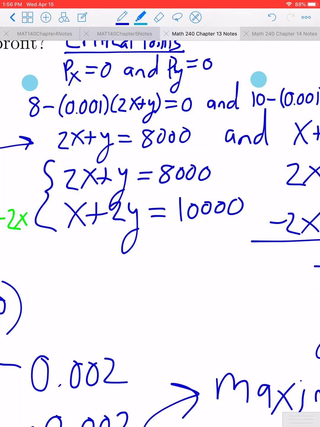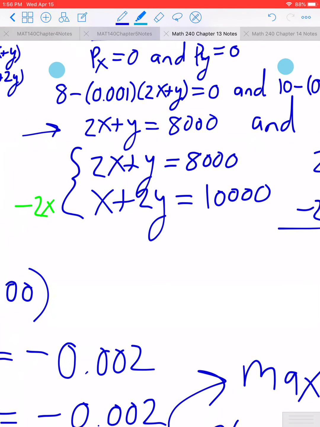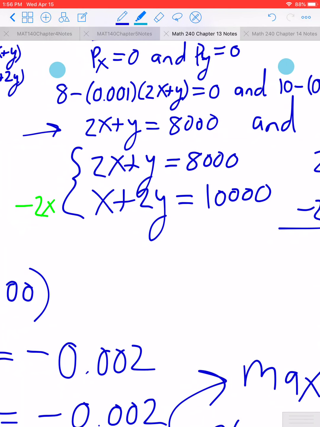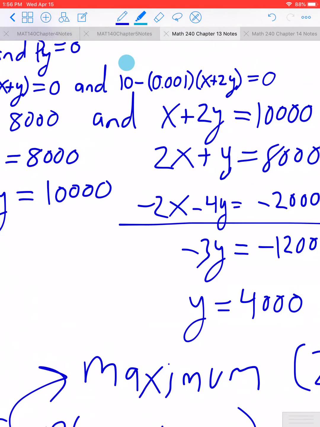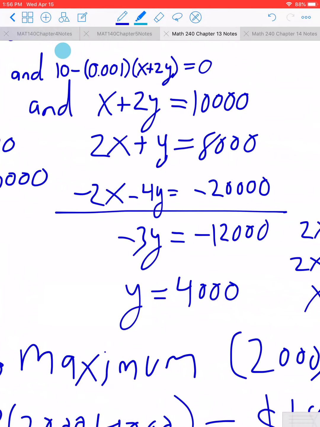In order to solve the system, you can use any method you might have learned in a previous class. The substitution method would work great. I'm going to use the addition method where I want to create equal but opposite coefficients, and I'm going to choose to focus on getting rid of the x variable. I can multiply the second equation by negative 2. That would produce negative 2x minus 4y equals negative 20,000.